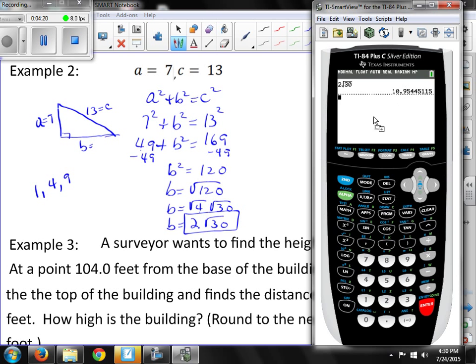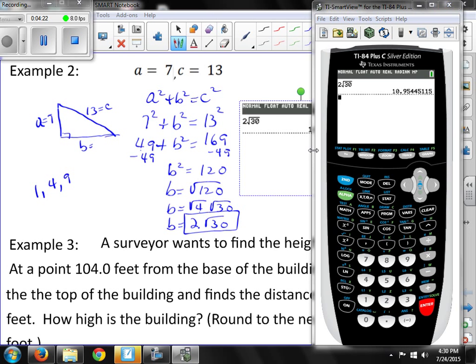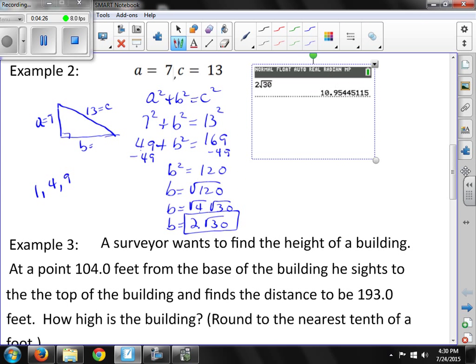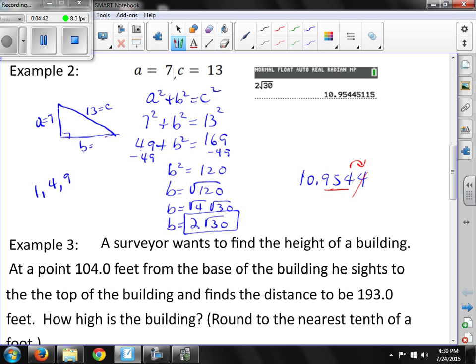And I'm going to grab this and put it right here. Then I'll let the calculator go. I'm rounding it off to 3 decimal places. So I'm going to copy it down 4, 10.9544. I'm keeping 3. If I look 1 decimal place to the right, that one is less than 5, so I'm just going to lop it off. So B is equal to 10.954.